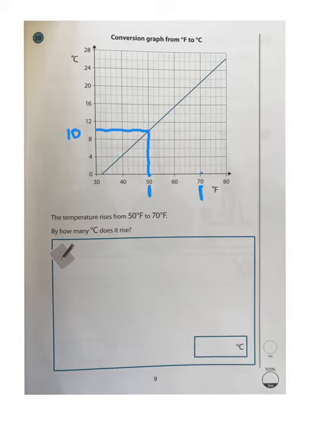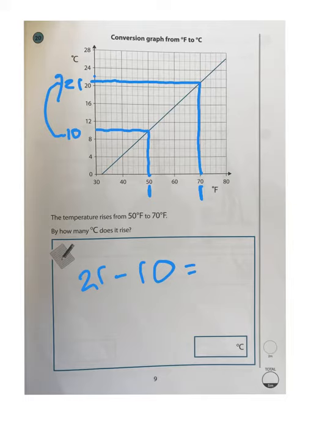And then we do the same here. We read up to 70, and it gets to there. A bit more difficult number to read because it's in the middle. That's quite straight, done quite well there. What's that one? 21. It's 21, isn't it? Because it's going up in 4s, so halfway there would be 22. So that's 21. It says, how many C's does it rise? If it starts at 10 and gets to 21, your sum is 21 take away 10, which equals 11.